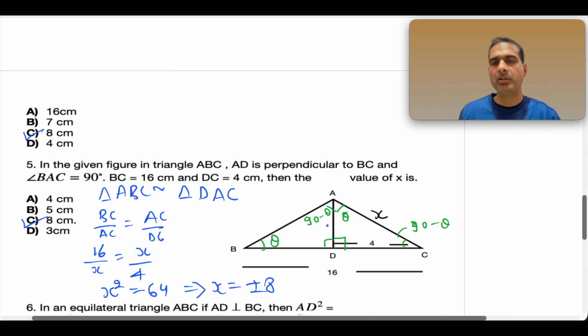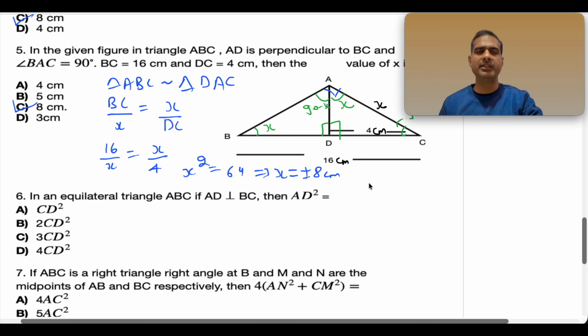So we found out that all the three triangles formed are similar to each other, and depending on our requirement, we used the similarity of triangle ABC, the largest one, and triangle DAC, which is on the right hand side. So we got that BC by AC is equal to AC by DC, and we substituted the values of BC and DC, and we got that the value of x will be 8.